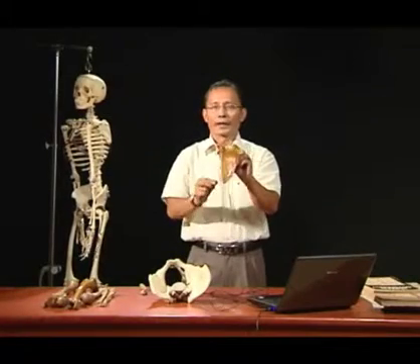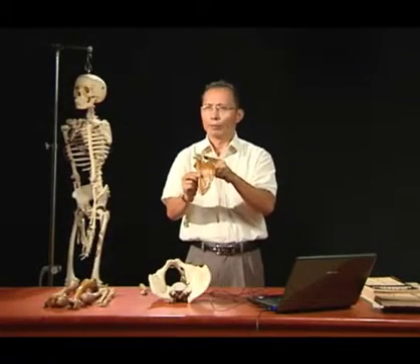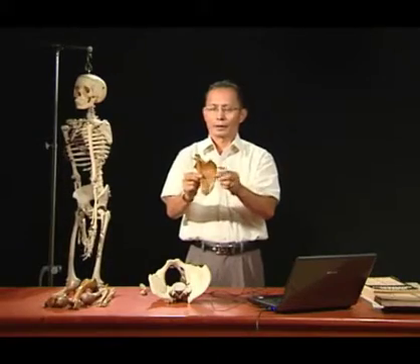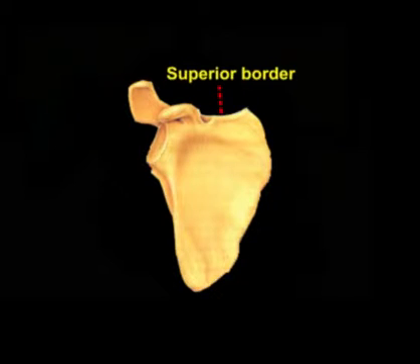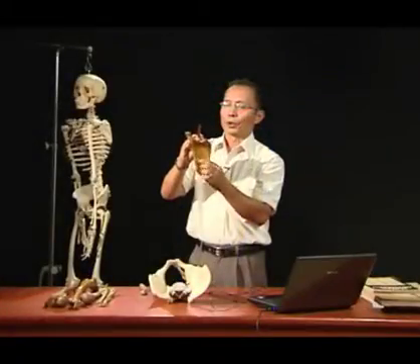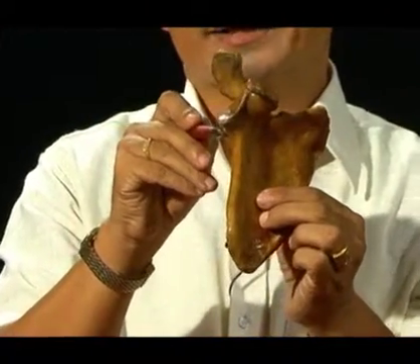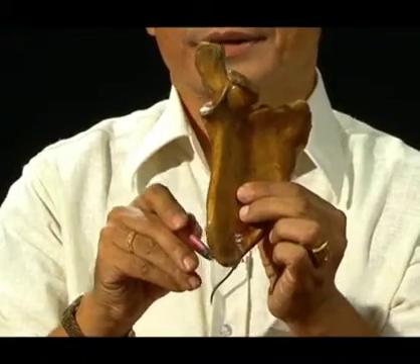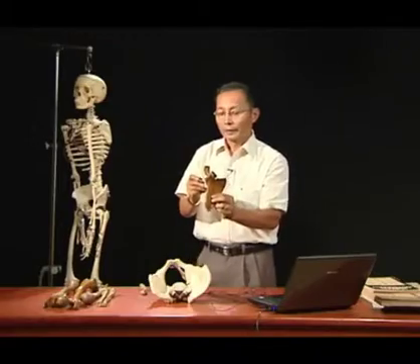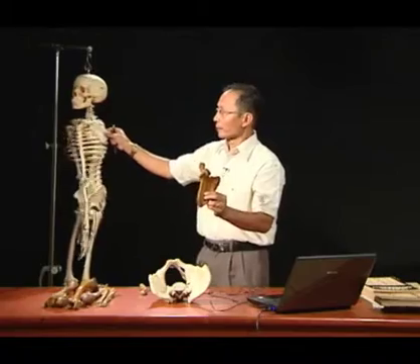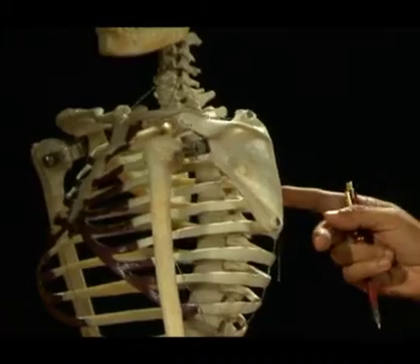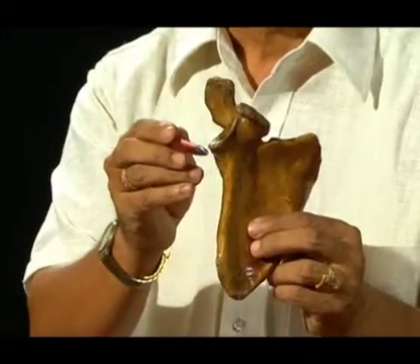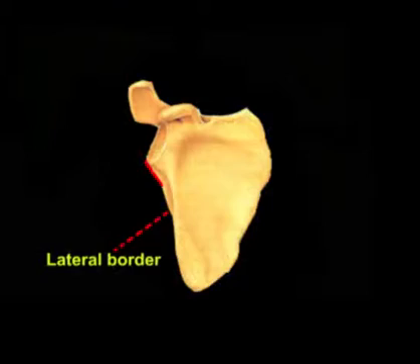This bone has 3 borders. The first border is superior border. It starts from here, it goes like this, like this. This is superior border. Then we have another border. This is another border. And this border, you see, it is facing away from the medial side. So you can call it lateral border.